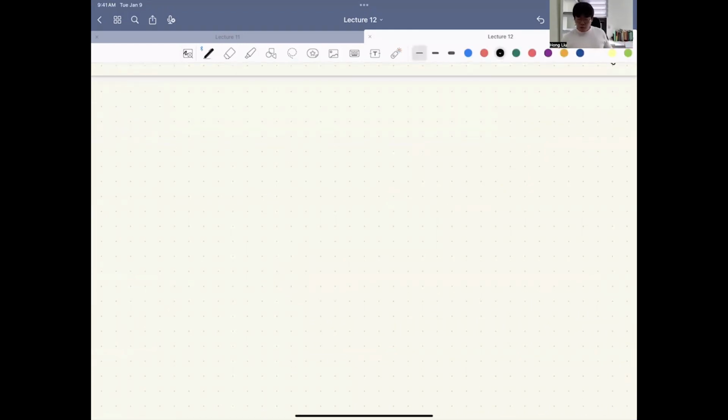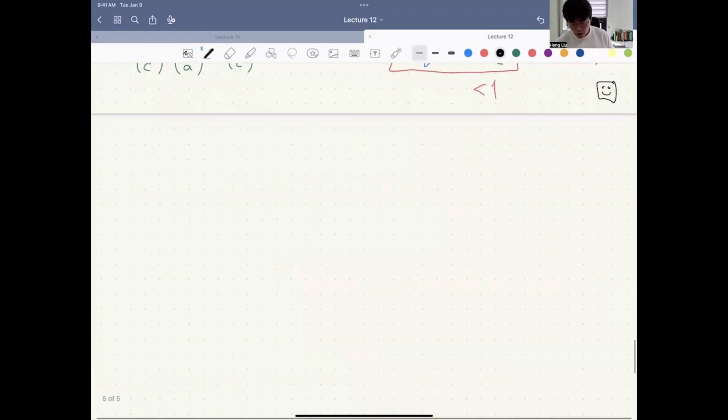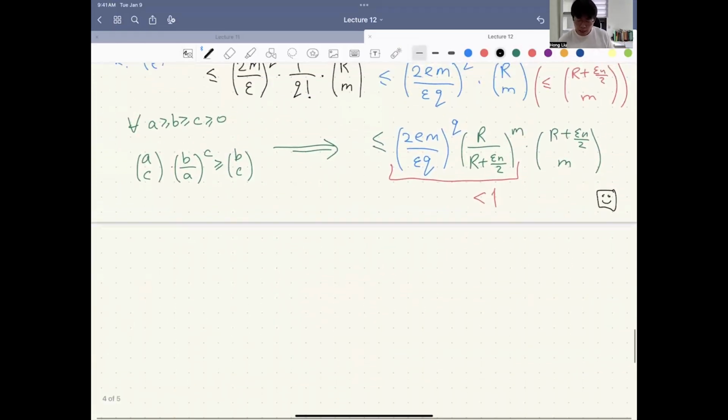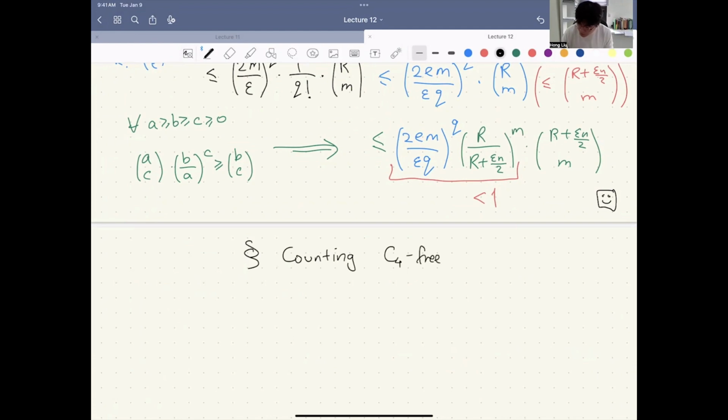So this is the first part. The one more application, which is an extension of counting independent sets in regular graphs when the graph is bounded away from bipartite. Now let's see the original application of Kleitman-Winston on counting C4-free graphs. We always mention labeled C4-free graphs on vertex set n.